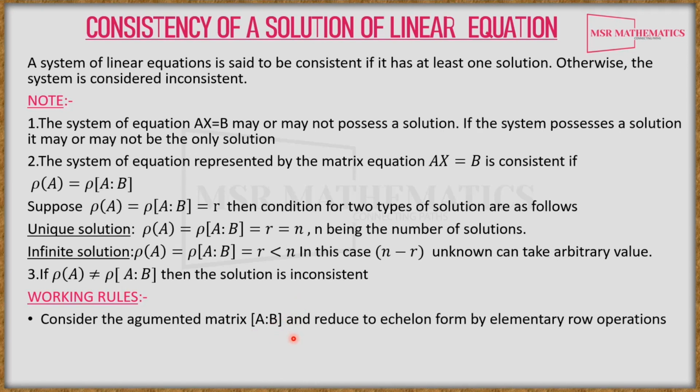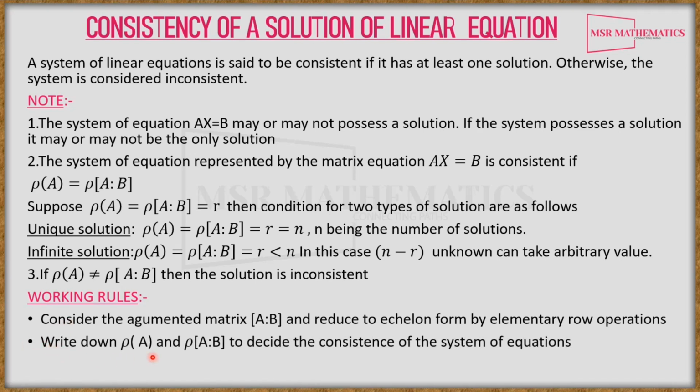I will show this in a problem. We have to reduce this augmented matrix to echelon form by elementary row operations. In previous videos we discussed how to reduce values into echelon form by elementary row operations. That's the first step. Second step is to write down the rank of A and the rank of [A:B] to decide the consistency of the system of equations. Here the consistency of the system of linear equations depends on the rank of A and the rank of [A:B].